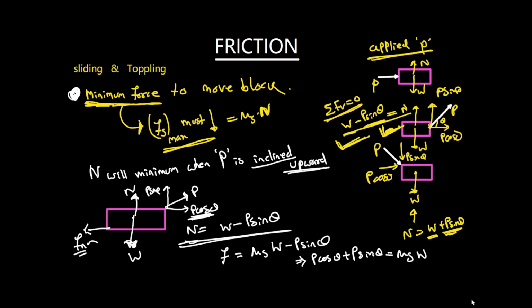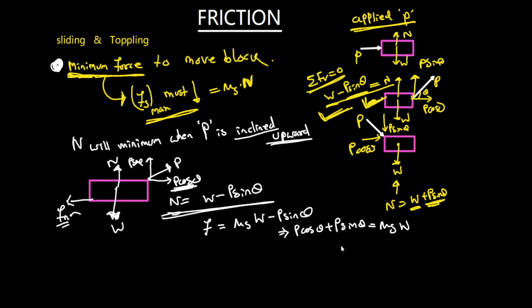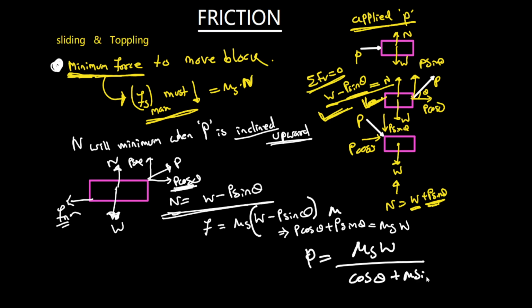Now from here P is equal to mu s W divided by cos theta. See here it is multiplied with the normal reaction, so it is sin theta. Mu is multiplied here, so plus mu sin theta. This is the force. Okay, you want the minimum force.